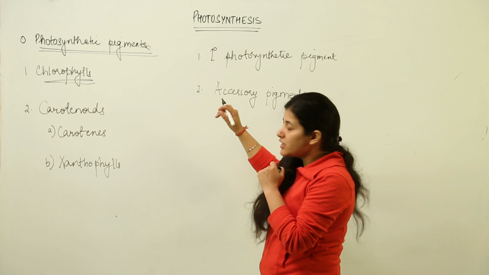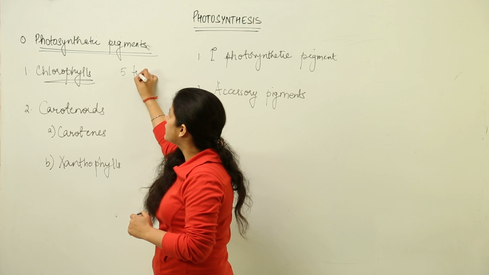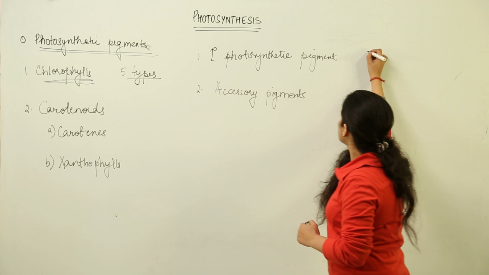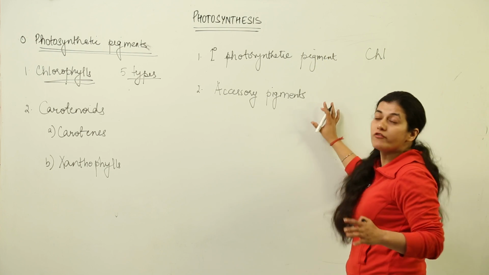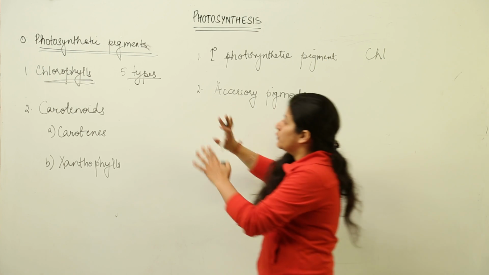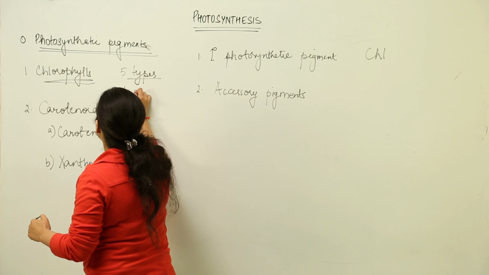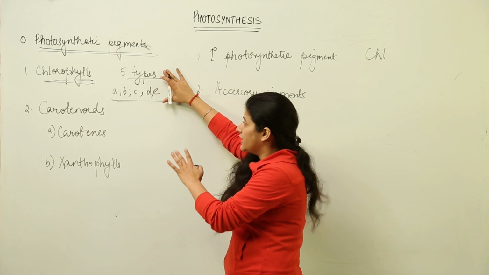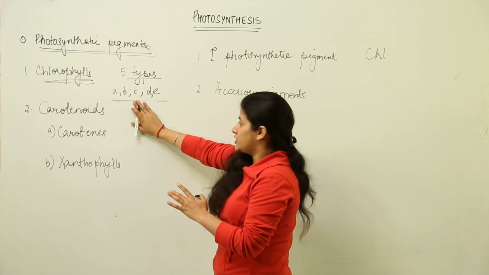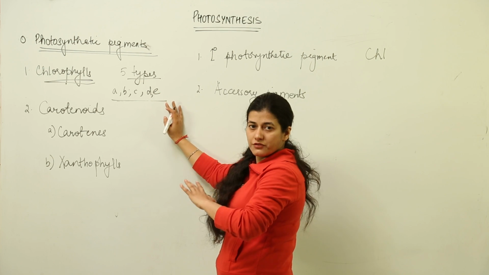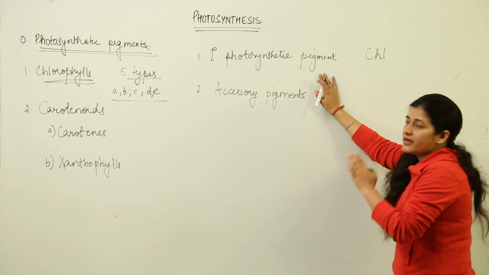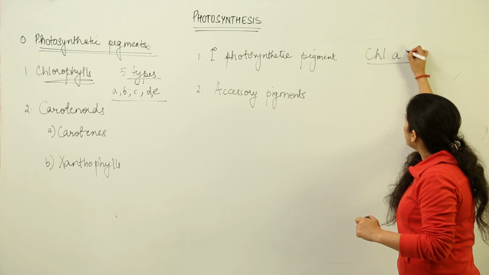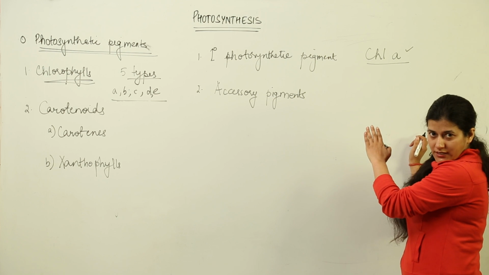Now in the green plants we have 5 different types of chlorophylls. If I represent this primary photosynthetic pigment as CHL, the short form for chlorophyll, there are 5 different types. We name them as A, B, C, D and E, in alphabetic order. CHLA, CHLB, CHLC, CHLD, CHLE. We have different types of chlorophylls, and when I am to consider the primary photosynthetic pigment, I would say chlorophyll A.